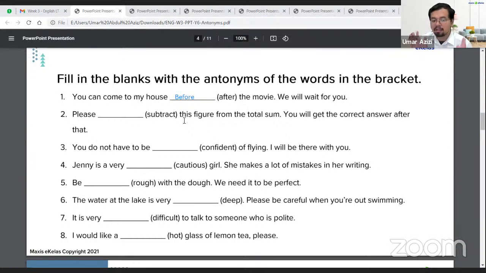Please subtract this figure from the total sum. So subtract apa? Subtract tu bahasa maksudnya tolak. So the opposite, the antonym of the word subtract, tolak, is, what's the English equivalent of the word tambah? What's the opposite of the word subtract?